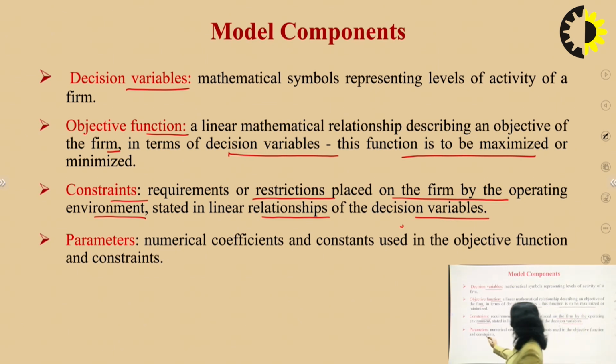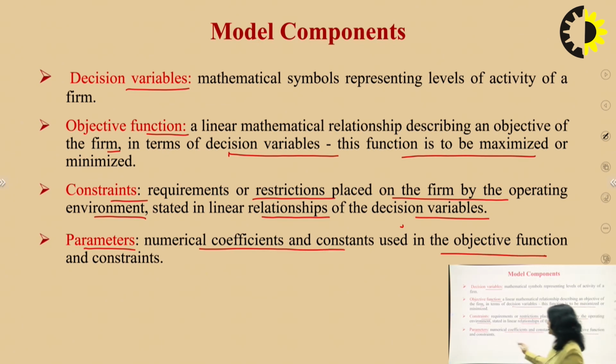And the last one is the parameters. Parameters are basically the numerical coefficients or constants which are used in the objective function and constraints. So some constants or coefficients will be used with the decision variables in the constraints as well as in the objective function. These are the parameters. So these are the components which we will use in linear programming problems.